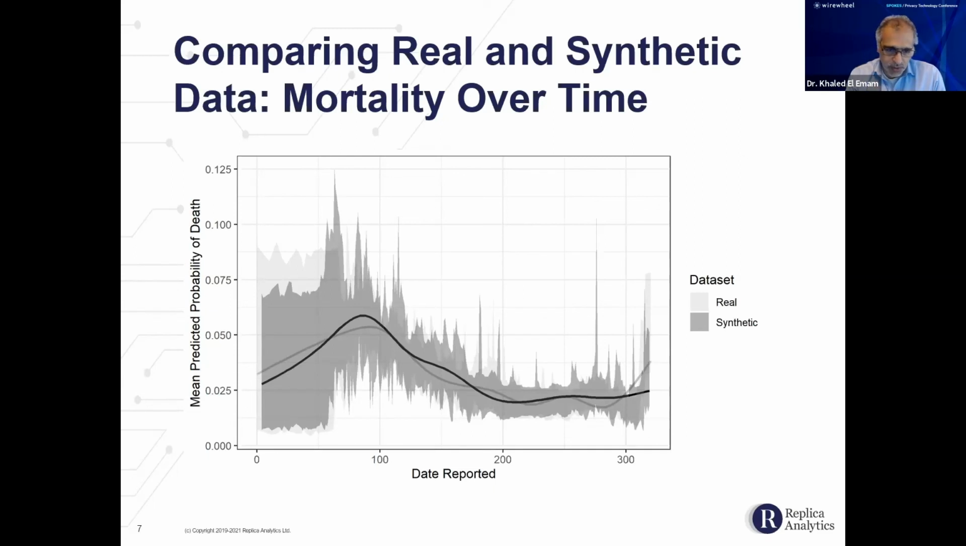And so we built this model with real and synthetic data. We factored out all the other confounders that have an impact on mortality and just looked at time. And as you can see, the pattern from the real and synthetic data is very similar. It's not exactly the same, because if they were exactly the same, then you'd essentially be replicating the original data. But the patterns are very similar and you draw the same conclusions from the real and the synthetic data sets.